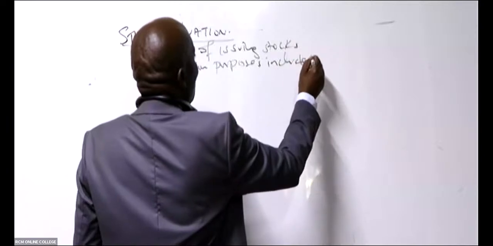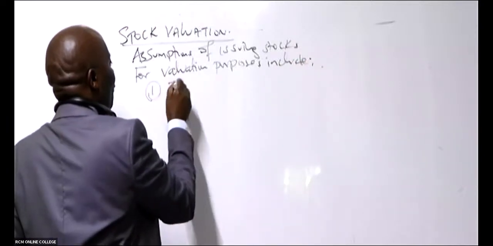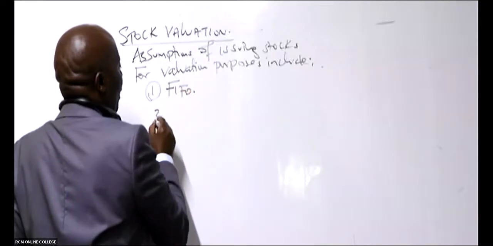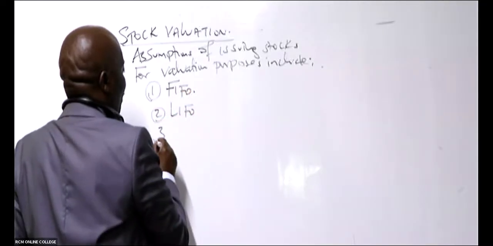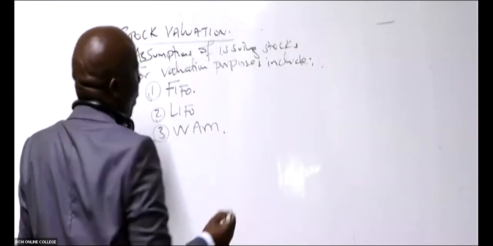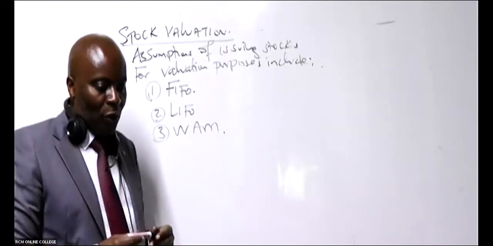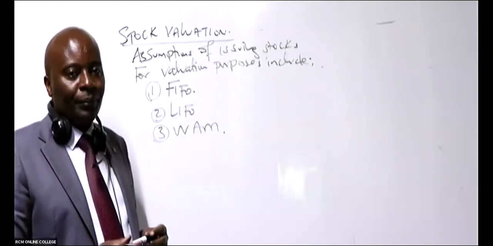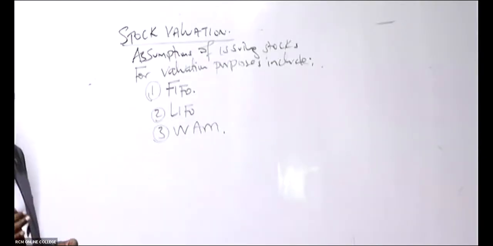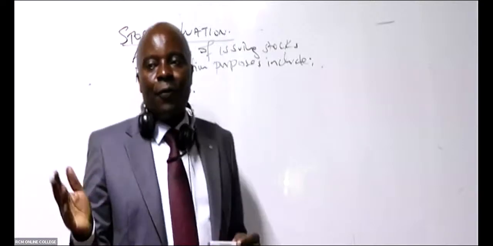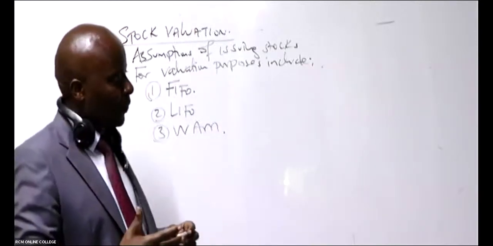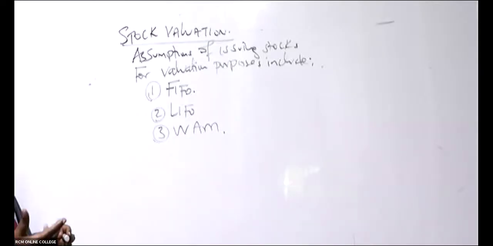from your exam. For your exam, they include number 1, FIFO. Number 2, we have LIFO. Number 3, we have what we call WAM. So we have FIFO, LIFO, and WAM. FIFO is first in, first out. LIFO is last in, first out.